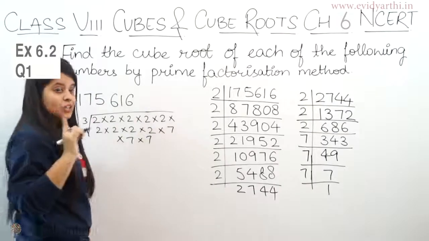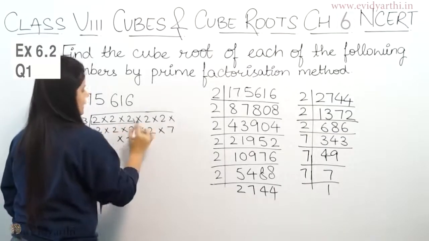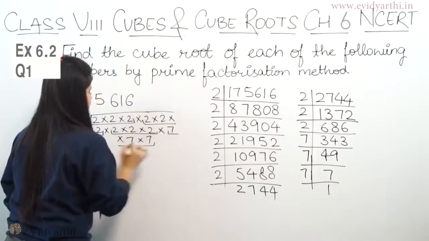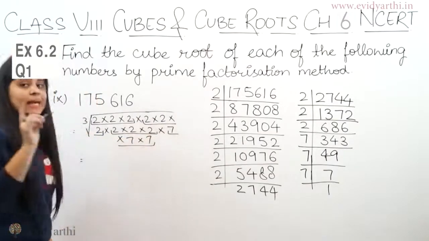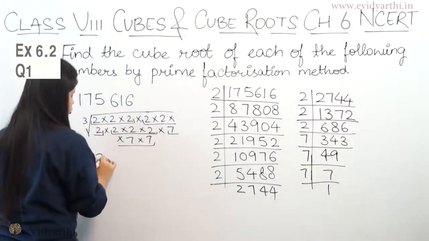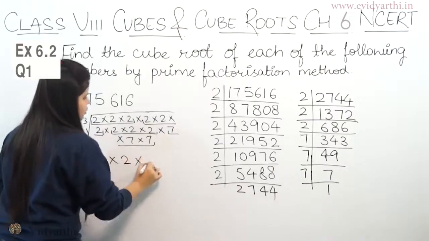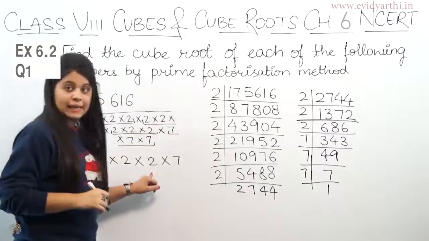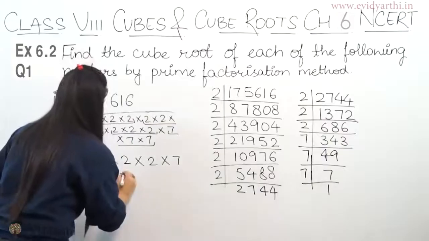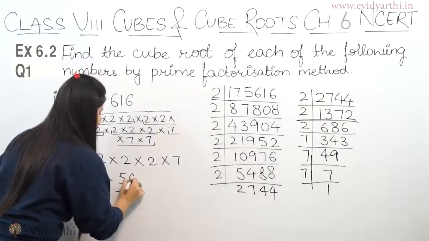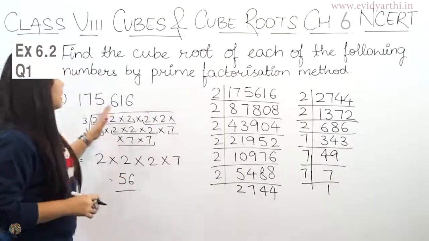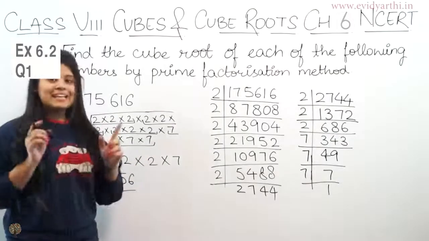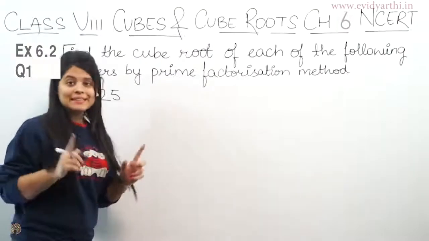Now let's find the triplets. यहाँ पे एक ये है. Then we have this one, then this and then this one. So हर triplet में से एक number ले लेंगे. This will be 2 into 2 into 2 into 7. So 2 2s are 4, 4 2s are 8. 8 into 7 is 56. So the cube root of 175616 is 56. Now let's come to the last part. Now coming to the 10th part.